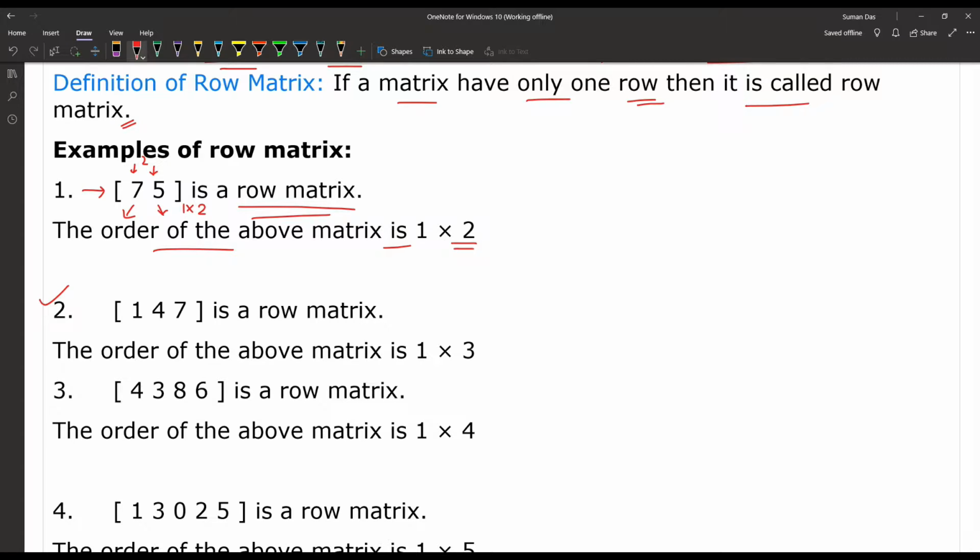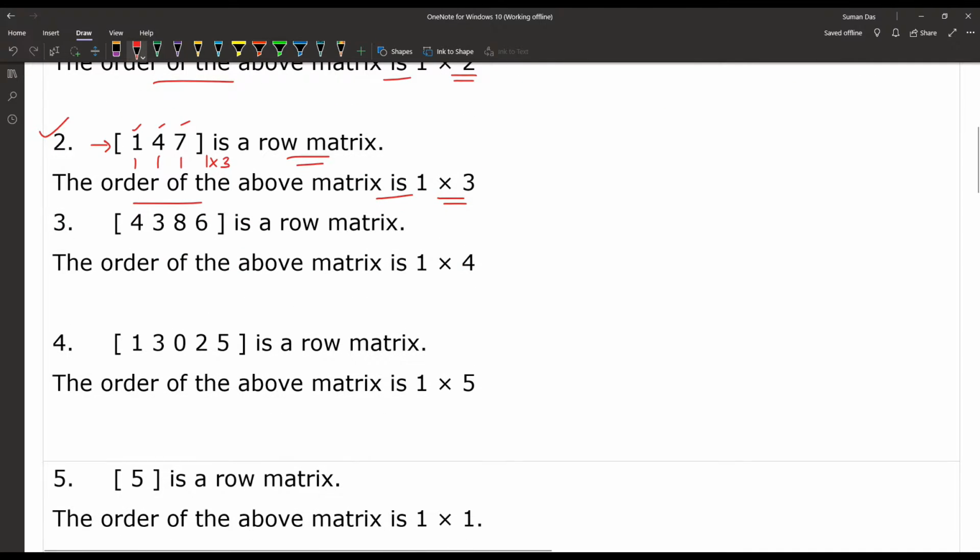The second example: here the number of columns is equal to 3 and the elements are 1, 4, 7, but the number of rows is 1. So the order is 1 cross 3. The order of the above matrix is 1 cross 3. So that is a row matrix. In the third example, once again, the number of columns is 4, so we may write 1 cross 4 because the number of rows is only 1. So that is also a row matrix and the order is 1 cross 4.